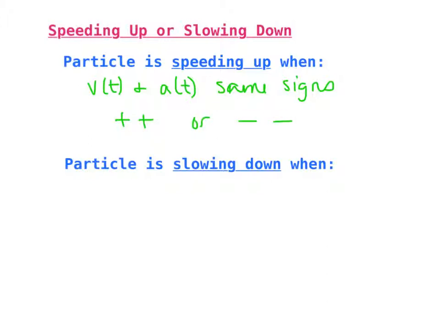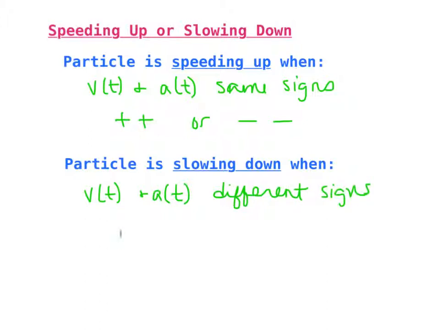Okay? Particle is slowing down when v of t and a of t have different signs. So obviously one would be positive and one would be negative. Okay, so if they have opposite signs, we say that it is slowing down. If they have the same sign, we're going to say that they are speeding up.